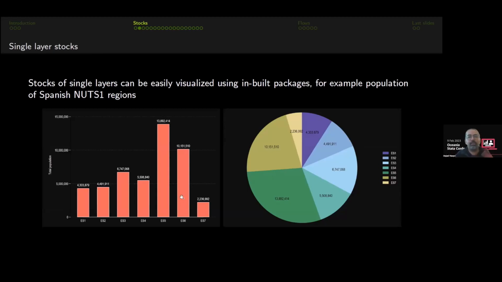If you're talking about just single layers, these are easy to visualize. You can use the existing bar graph or pie chart options or any other simple visualization options that already exist in Stata. But the idea is, how do we represent this whole complex set of information in a meaningful way that tells the story that you want to tell? Single layers are relatively easy to visualize. One can also do very creative stuff here.